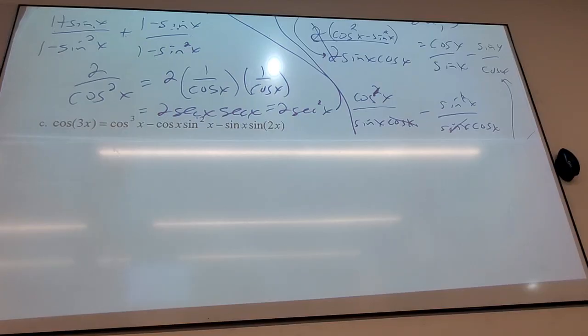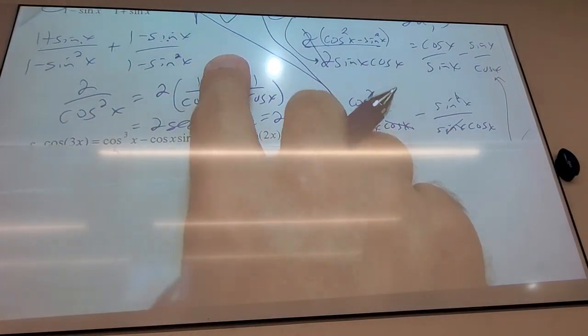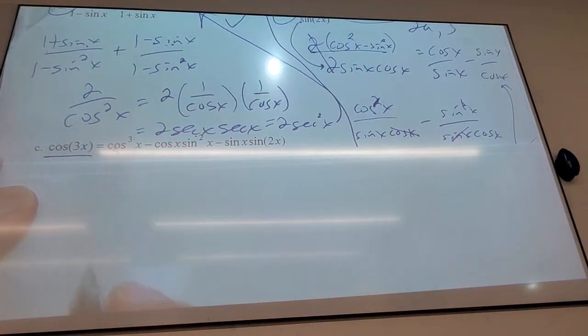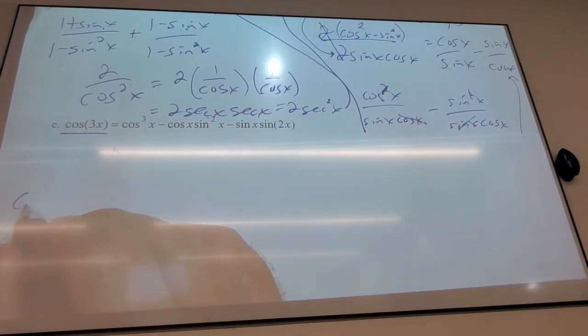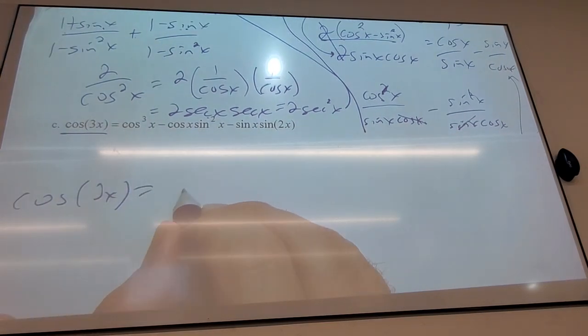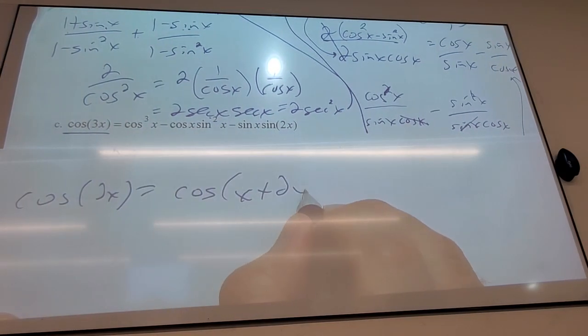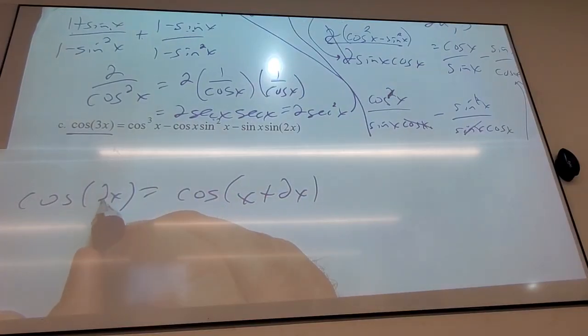Can we write it out? I need the visual. I just had to stand here for a minute, and then I'm going to go over there. Sorry. So cosine of 3x. I'm going to work with this side. Cosine 3x is cosine of x plus 2x. Now, can somebody help me rewrite cosine of x plus 2x?